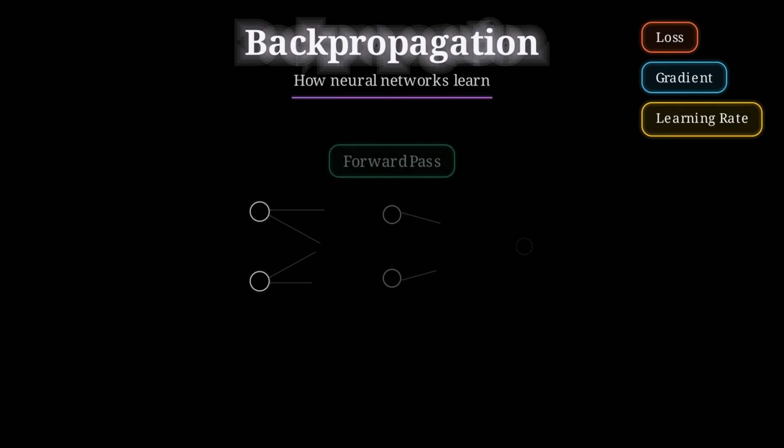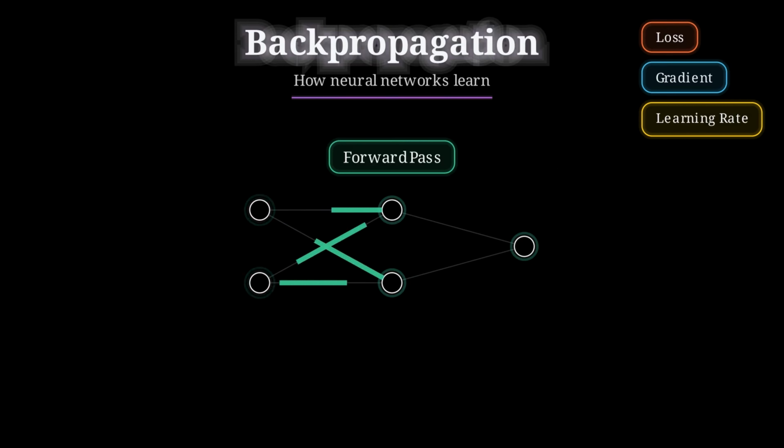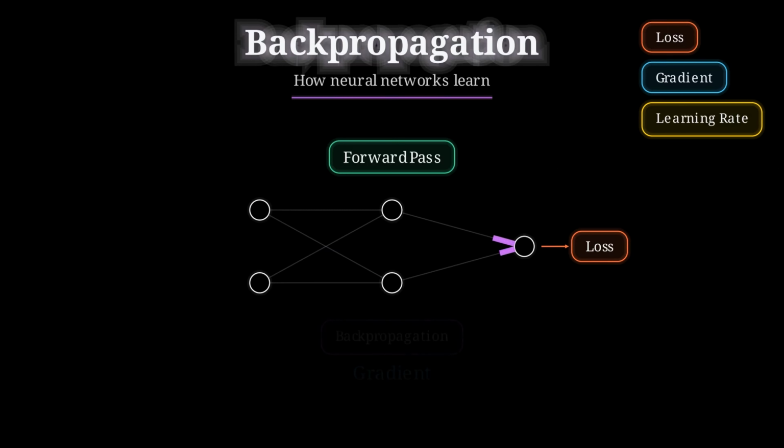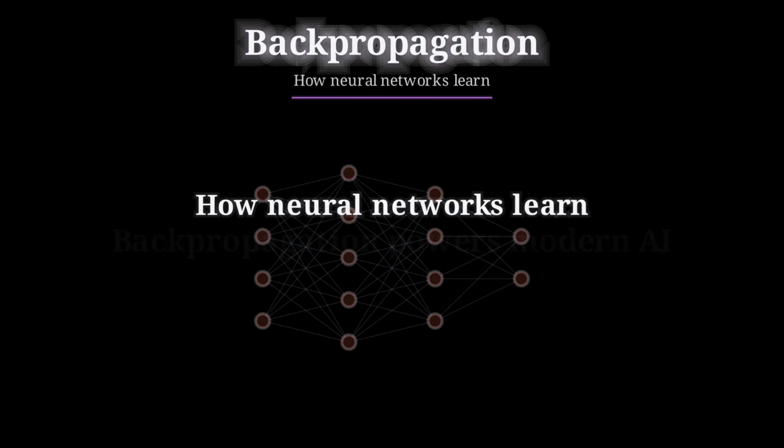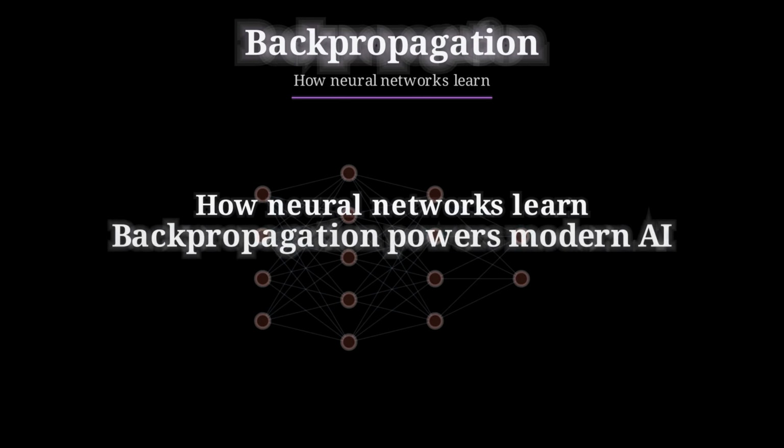Next, we will move into a tiny neural network. You will see the forward pass, the loss, and how gradients move backward. Finally, we will scale that idea to a bigger network where each weight gets its own gradient through the chain rule. And by the end, you will see why backpropagation is the core idea behind neural networks and modern AI.